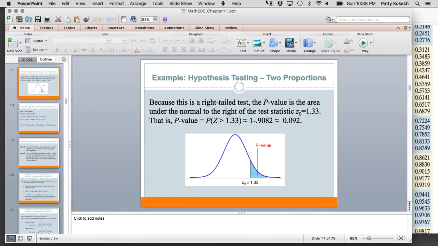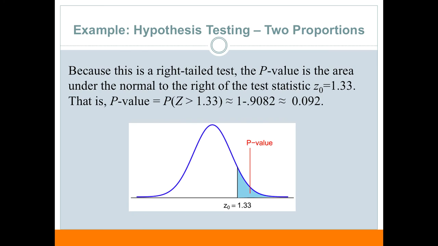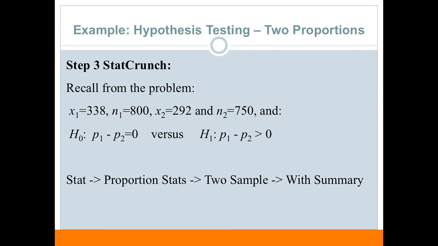Now, I have a right-tailed test. So when you have a right-tailed test, you're trying to find the area to the right of 1.33. Anytime you have a z-score and you're trying to find the area to the right, you need to subtract your table value from 1. So I do 1 minus 0.9082, and I end up with a p-value of 0.092.